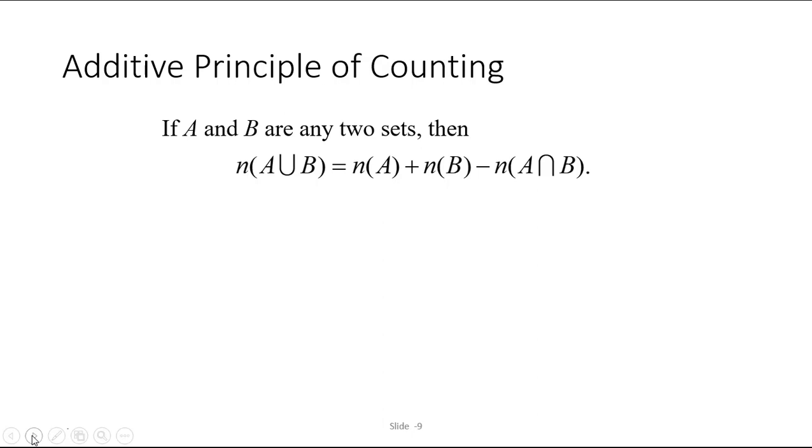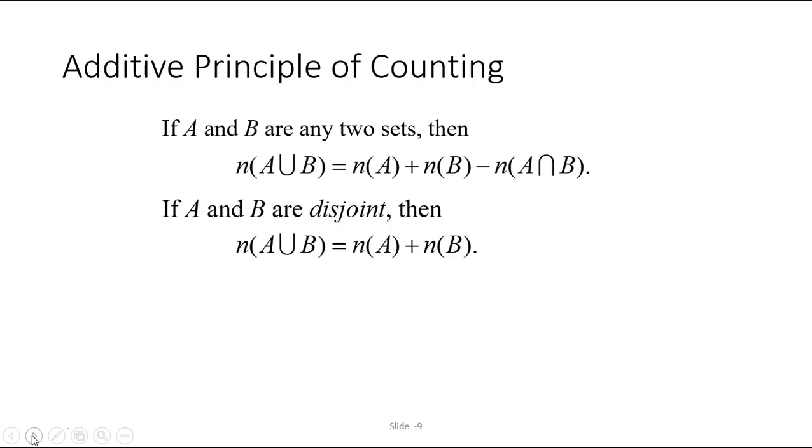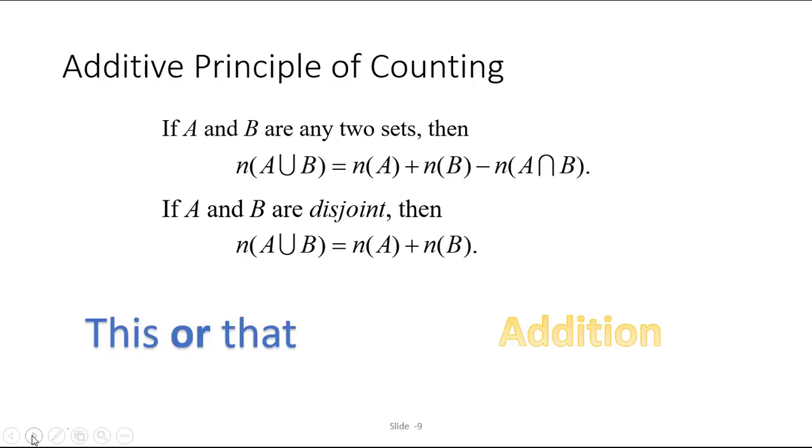In general, the additive counting principle tells us that the number of elements in A union B is the number in A plus the number in B minus the number in the intersection of the two, the overlap. But it's possible that the two sets are disjoint, have nothing in common, in which case the number in A union B can be found by adding the number in A plus the number in B. So you can think of problems asking for this or that, in other words, the union, as addition problems, with one little catch, and that is, if there's an overlap, you have to subtract off the extra copy.